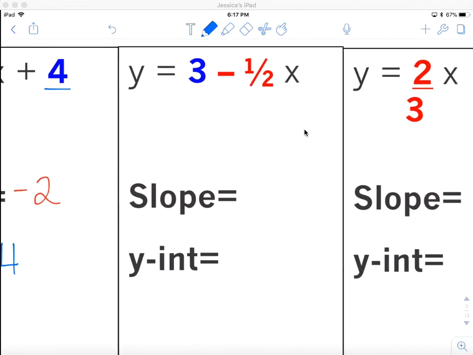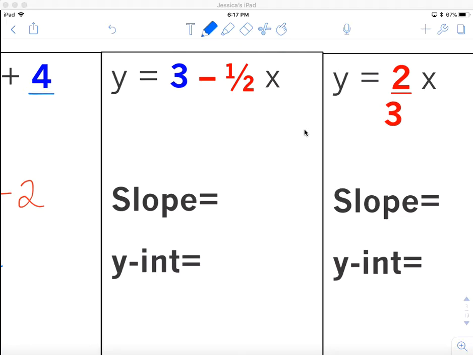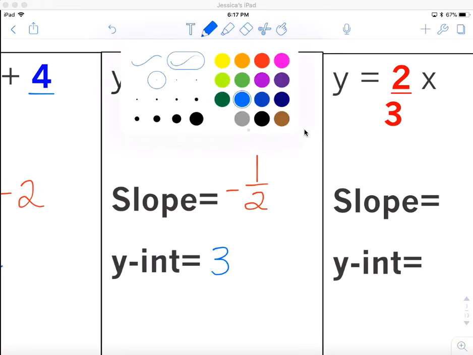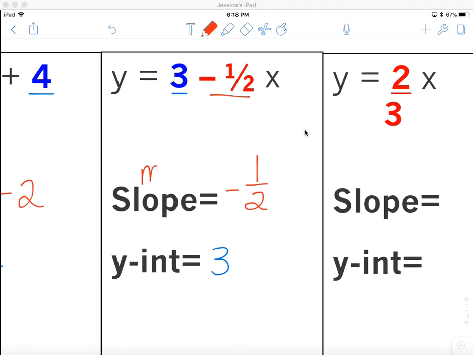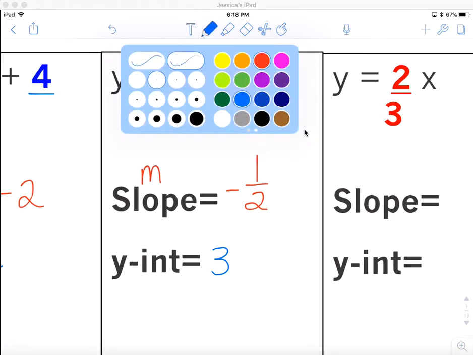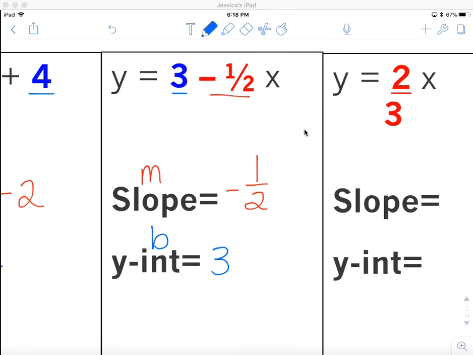For the next one, I have y equals 3 minus 1/2 x. So the number in front of x is negative 1/2. That is my slope. The number alone is my y-intercept. That's my b. Remember, slope is represented with an m. Y-intercept is represented with a b.